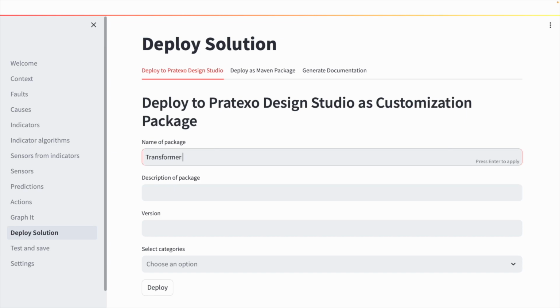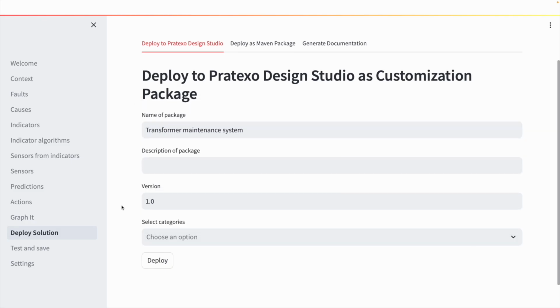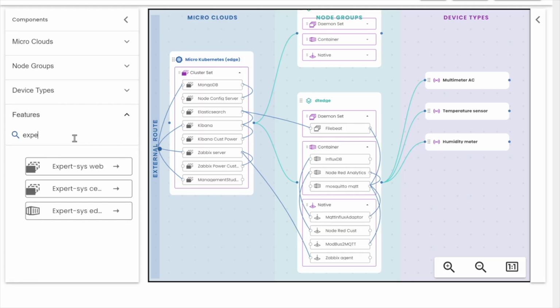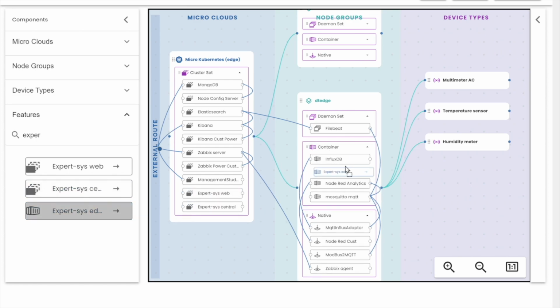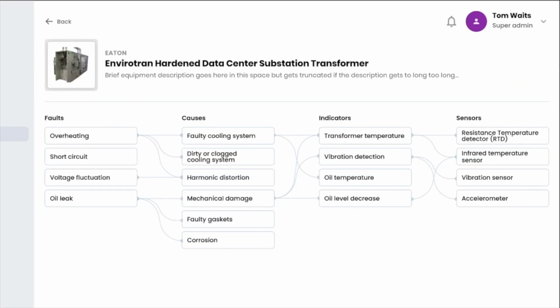And of course, now we have to deploy it. And what would you use to deploy the system to your operational edge other than the Pratexo Studio itself? So we're going to get that package ready to deploy, go into the studio, and then drag in some of the key components from the expert system that we just created using the expert system builder, and away we go.